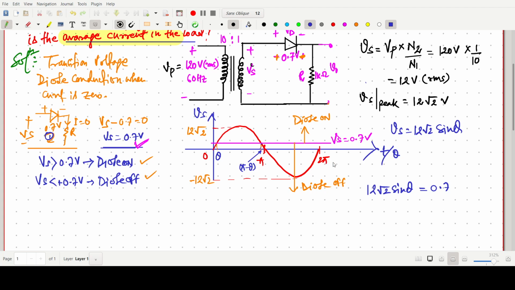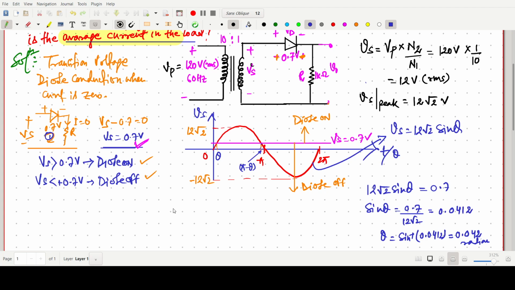This curve is our Vs, 12 root 2 sine theta, and 0.7. If we calculate this, it will come 0.7 by 12 root 2, which gives the intersection point, this point theta and this. So 0.7 divided by 12 root 2 comes to nearly 0.0412. I have already calculated it, so I am writing. So theta equals sine inverse 0.0412, and we have to write it in radians, 0.042, because we are dealing with radians, 1 by 2 pi or something. So theta equals 0.042.